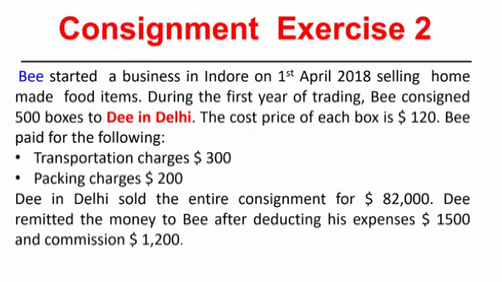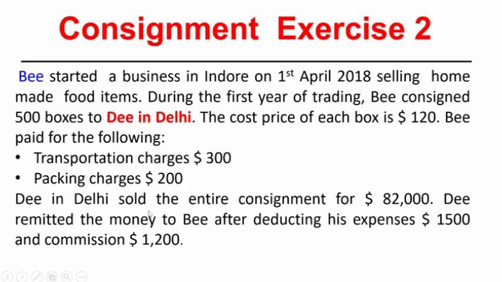B started a business in Indore on 1st April 2018 selling homemade food items. During the first year of trading, B consigned 500 boxes to D in Delhi. The cost price of each box is 120. B paid for the following: transportation charges 300, packing charges 200.